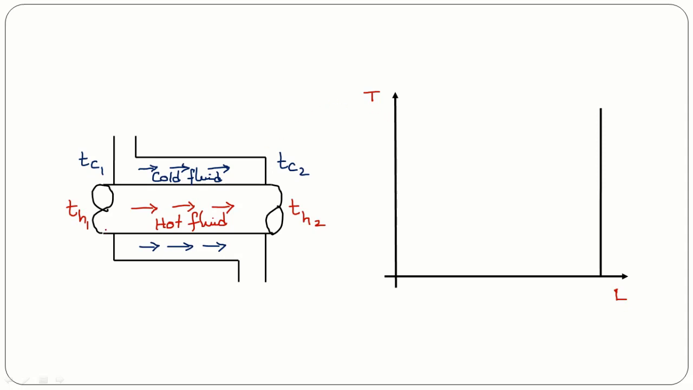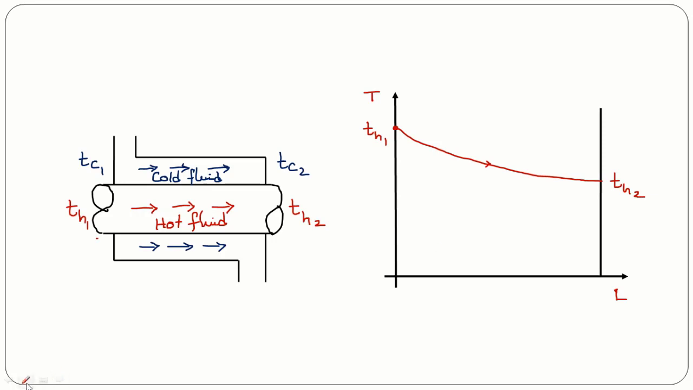So, as this is on the left hand side, suppose you consider this as the starting point, you will take Th1, the highest temperature here, and as the hot fluid is moving in this particular direction, it exchanges heat with the cold fluid. As a result of that, the hot fluid temperature decreases to Th2.